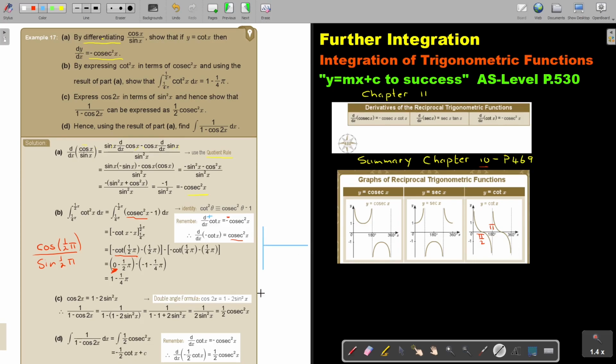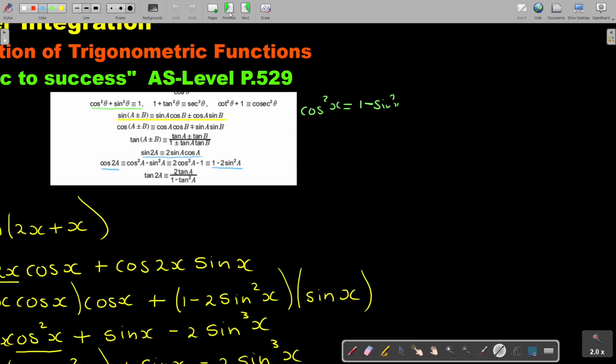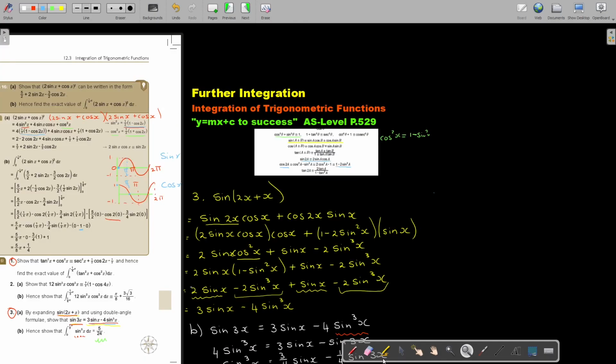So this is my two graphs, and I had it on the previous page also. Let's just go to the previous page. So cos a half pi, what is cos a half pi? There, do you see the blue there? So that's 0. What's sin a half pi? That is 1. So it's basically 0 over 1. Let's go back.